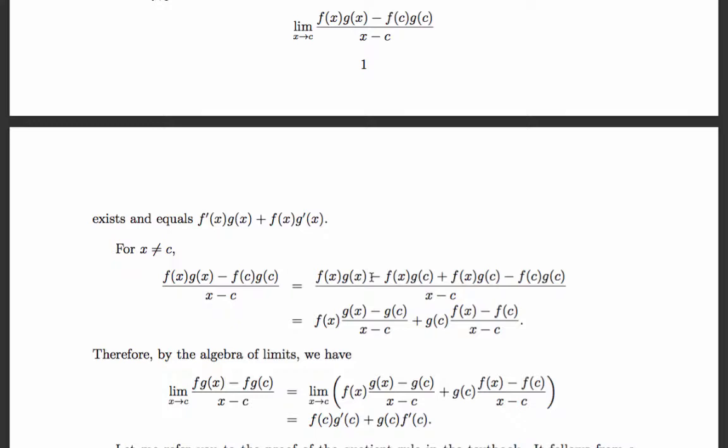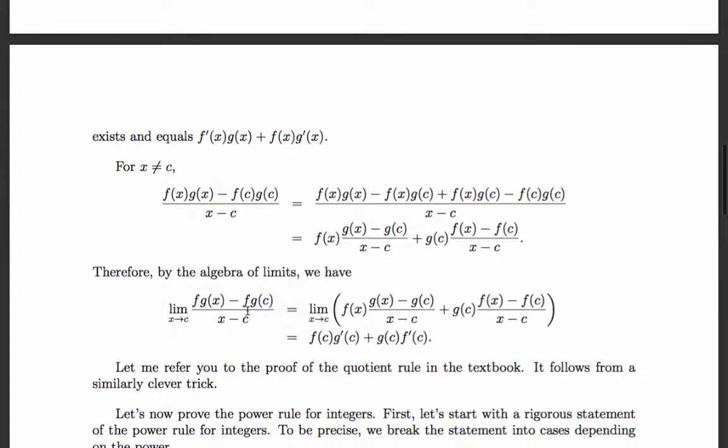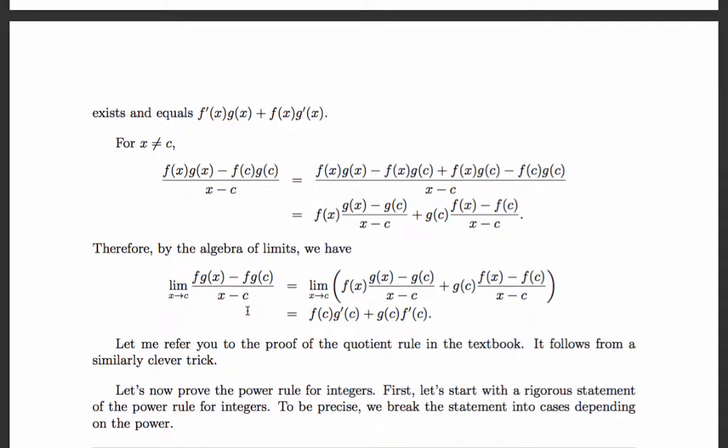We're going to add 0 to the numerator by adding f of x times g of c and subtracting f of x times g of c. Then we can take this fraction and split it. Since these two terms both have an f of x in them, I can factor it out. These two terms both have a g of c in them, so I can factor it out. Because I know that g is differentiable at c and f is differentiable at c by hypothesis, as I take the limit as x approaches c, I get f of c.